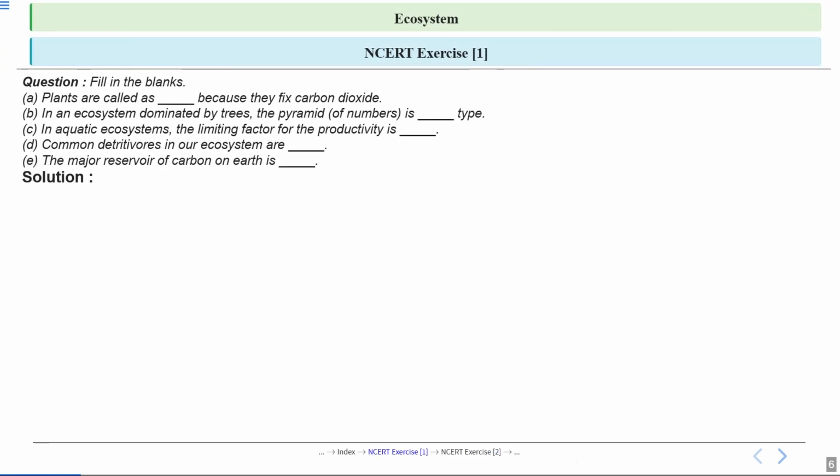So let's have a look at the answers. Let's discuss the answer for the first fill in the blanks. The answer is autotrophs. Plants are called autotrophs because they fix carbon dioxide. Plants can make their own food using carbon dioxide, water and sunlight, and this process is known as photosynthesis. Along with this, a pigment known as chlorophyll is also involved. This chlorophyll pigment absorbs the sunlight.